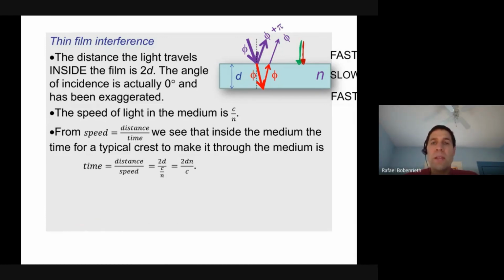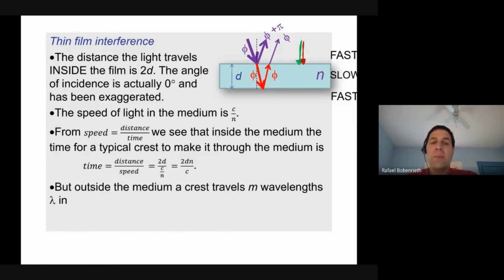We know for the wave that gets transmitted through the film and then reflected from the bottom, that's going to have a distance of 2d, and the speed is going to be c over n. So you can see the time it's going to take for that red wave that I showed there is going to be 2dn over c to get back to exiting the upper surface. Okay, 2 times the thickness of the film times the index of refraction of the film divided by the speed of light.